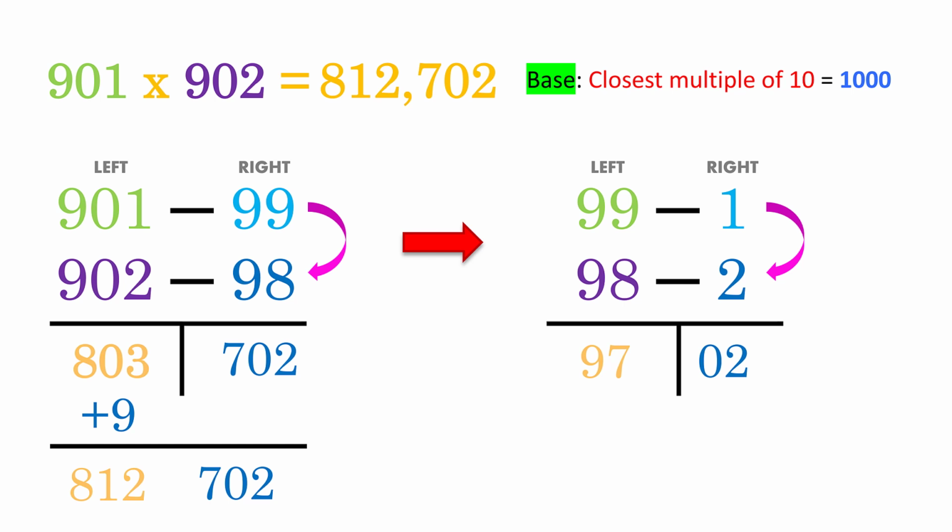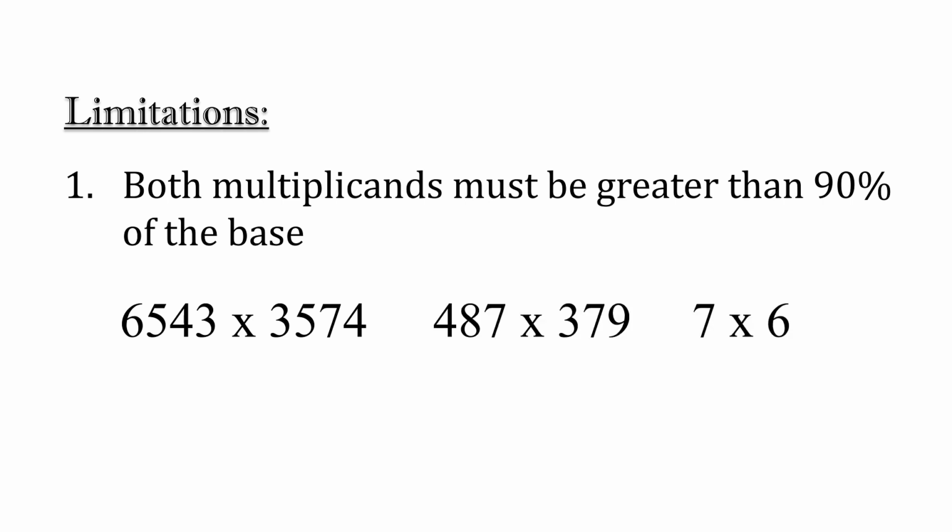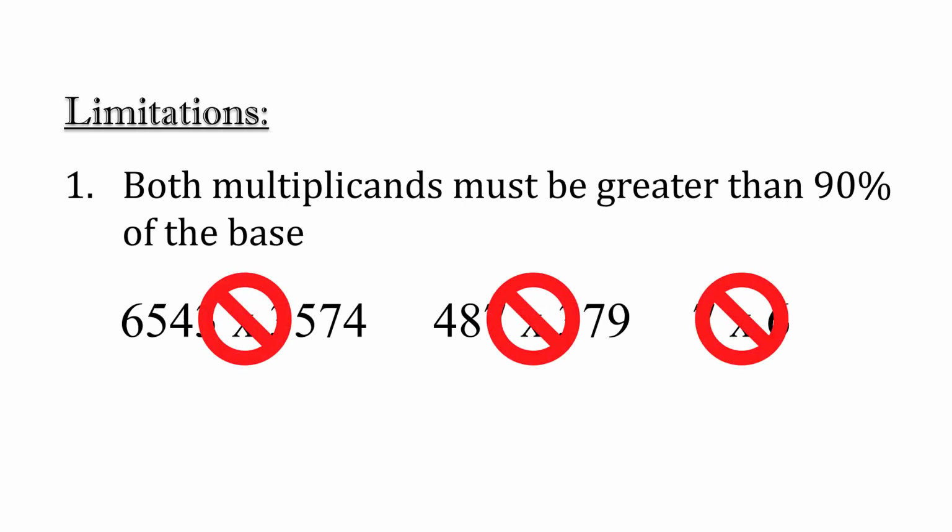Well, now let's discuss some limitations. This part of the sutra has limitations, and these limitations will be solved as we go through. So number 1 is both multiplicands must be greater than 90% of the base, which means things like 9,543 times 3,574 or these two sets can't be allowed because they're not greater than 90% of the base.